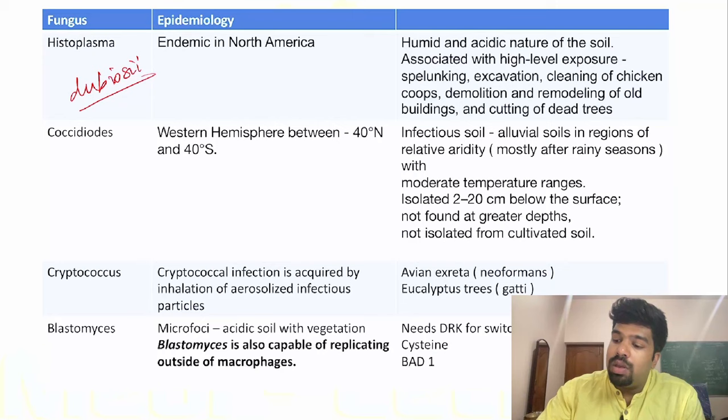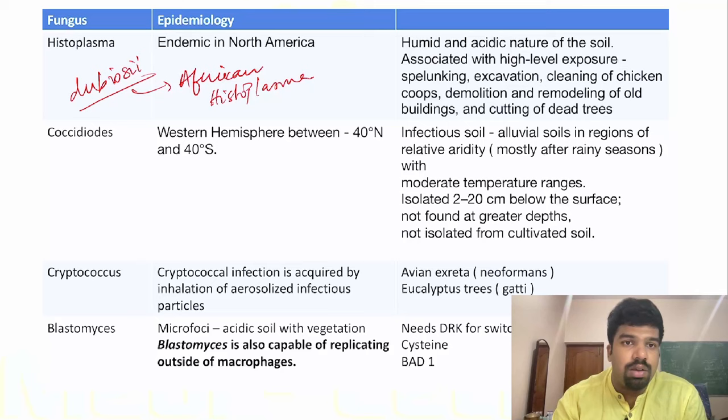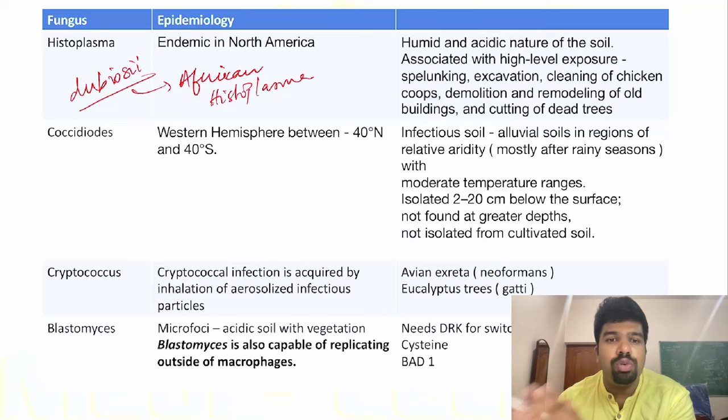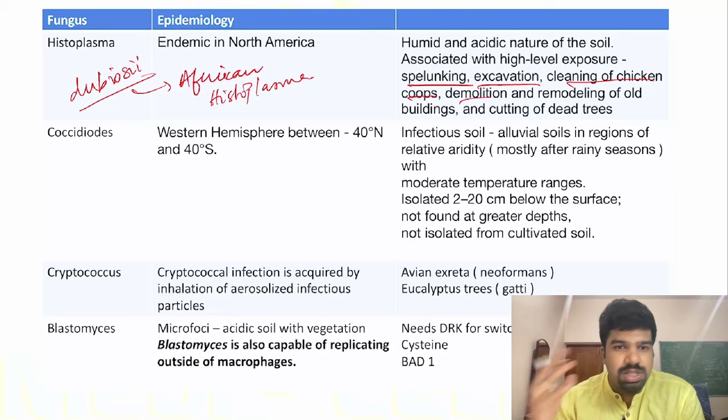This is called African histoplasmosis. So it's not just North America, but it is endemic to North America. It is seen in humid and acidic soil. It is associated with a lot of disturbed soil, for example, rebuilding of a home, breakdown of homes, or disaster striking, or high exposure activities like spelunking, excavation, cleaning of chicken coops and demolition. This kind of disturbed environment is going to release the spores of histoplasma that are going to be inhaled.